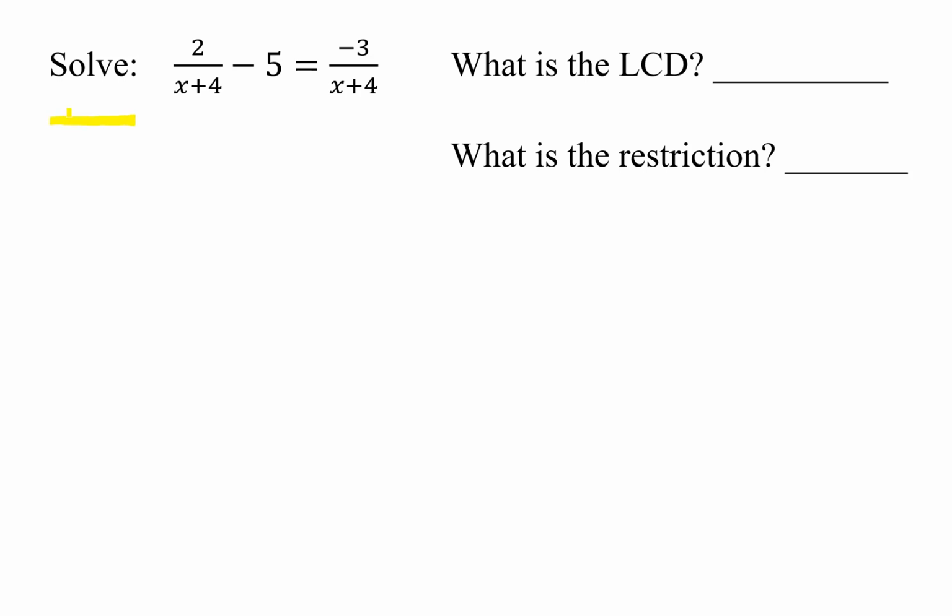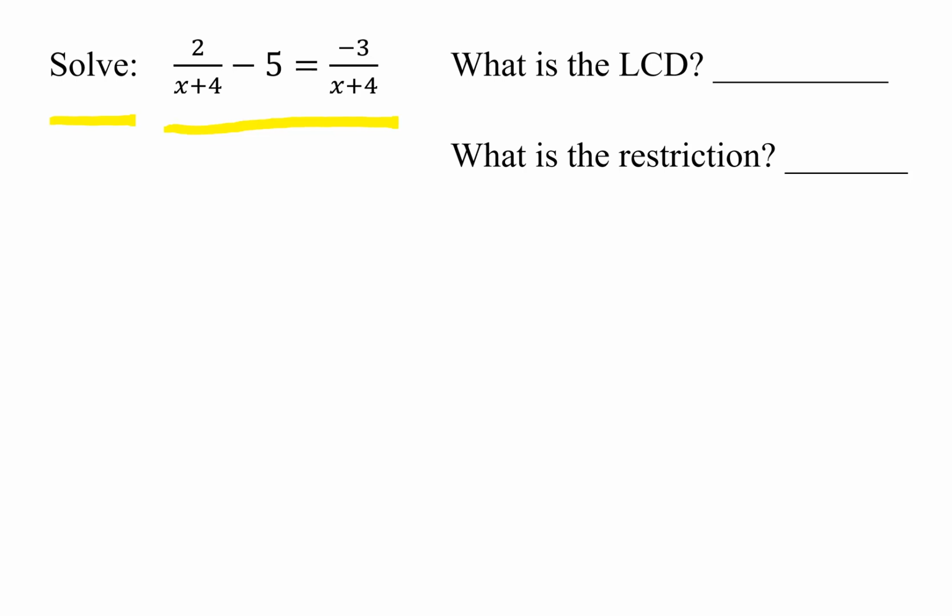In this problem, we need to solve the equation 2 over x plus 4 minus 5 equals negative 3 over x plus 4. So the first thing we have to do is decide what type of equation it is. So you can see here and here I have fractions. So it's a fractional equation which we call rational equations. And we solve them by finding the least common denominator and then using that to simplify the problem. So we're going to have to find the LCD.